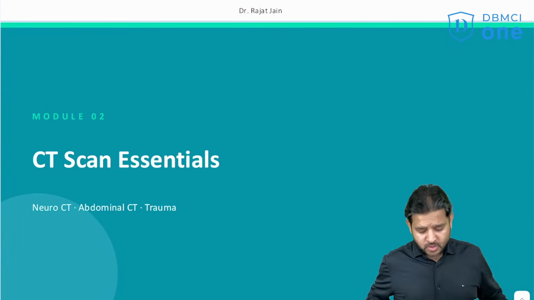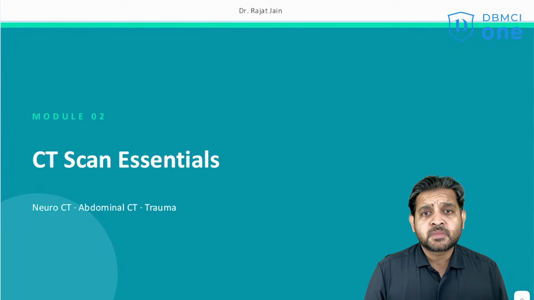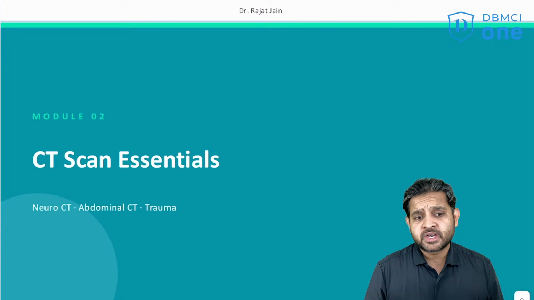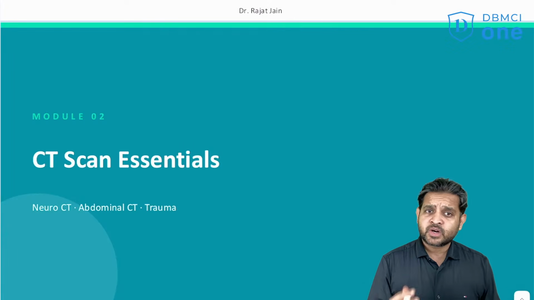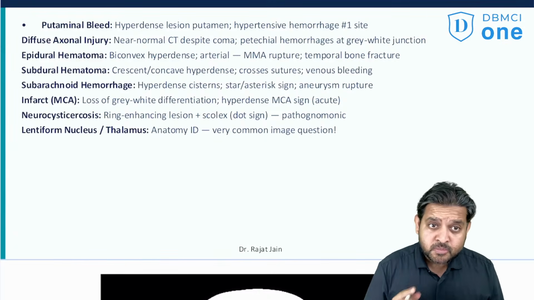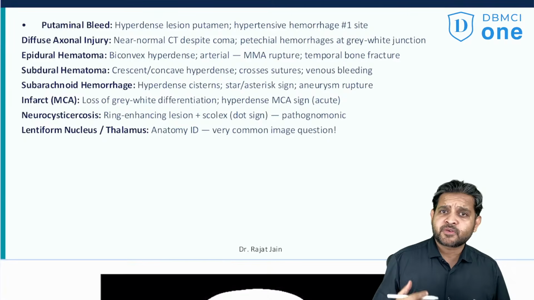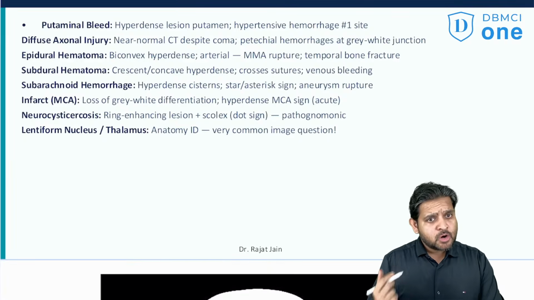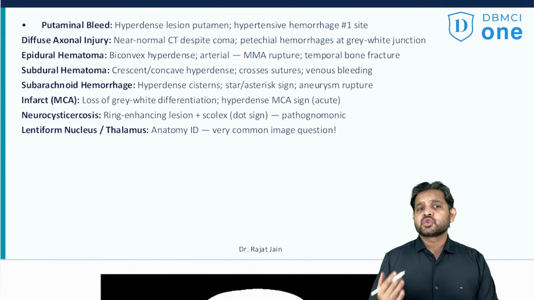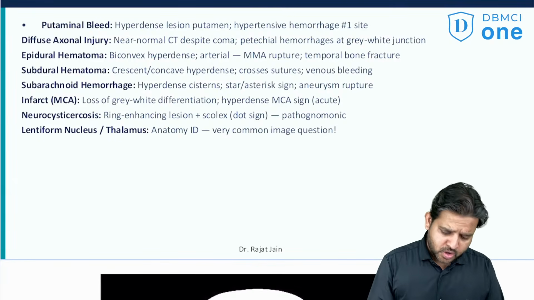Now, let's talk about what are the CT essentials that you have to know. So, one is anatomy on a radiological section, which is an important area that I want everybody to be aware of. So, the first is normal CT of the head. Then you should know about various types of hemorrhages. You should know about infarct, and you should know about the ring enhancing lesion. So now let us try to talk about them.